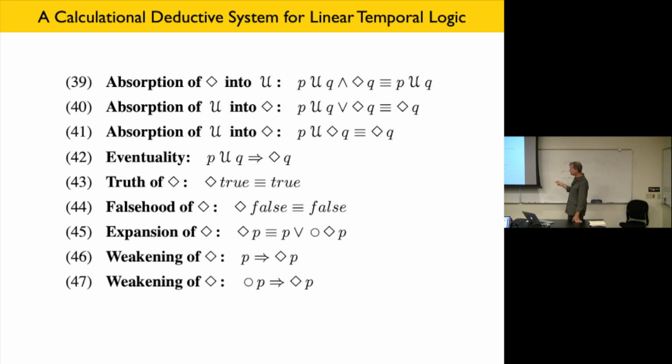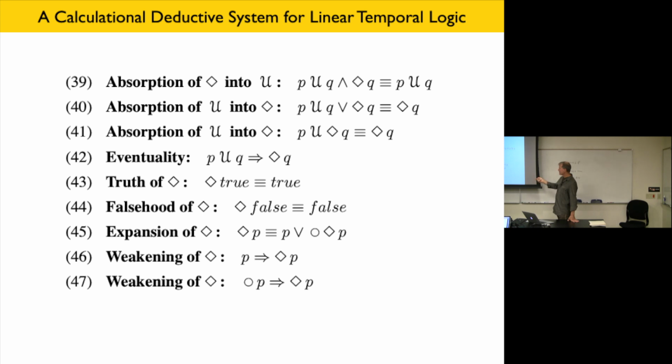Eventuality: P until Q implies eventually Q. So which one is stronger? If you know that P is true until Q is true, what do you know? Eventually Q is going to be true. If you know that P is true until Q, then you know eventually Q. Does that make sense? You see how to think about these concepts? And here's the truth: eventually true is true, and eventually false is false. You can prove these. These are simple to prove.